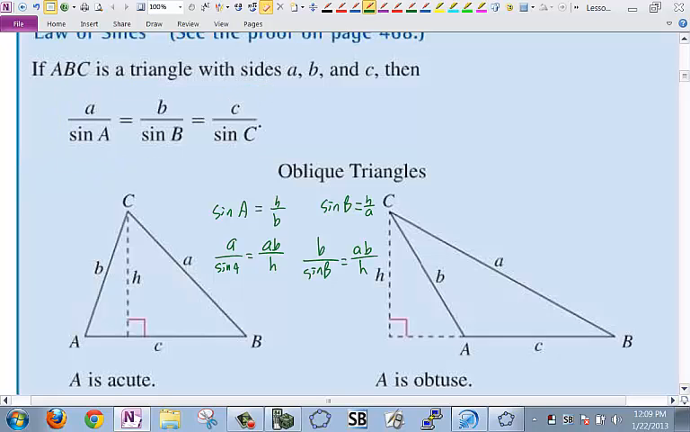Yes, ma'am? This only works for right triangles. No. This works for all triangles. So we took out that height thing. Right. The height typically isn't going to be there. Because if you notice, the actual sine rule does not involve h at all. Right? There's no h in here. H is just used to prove it.